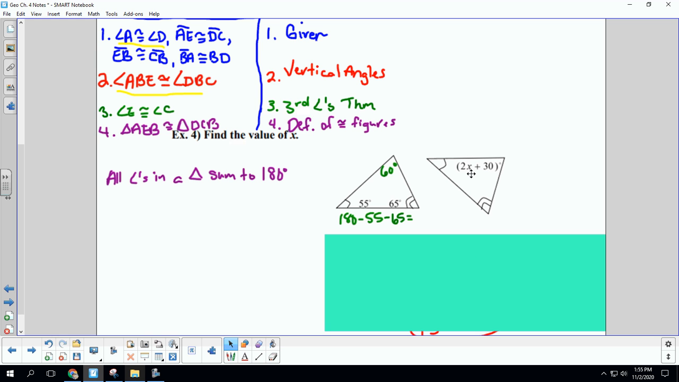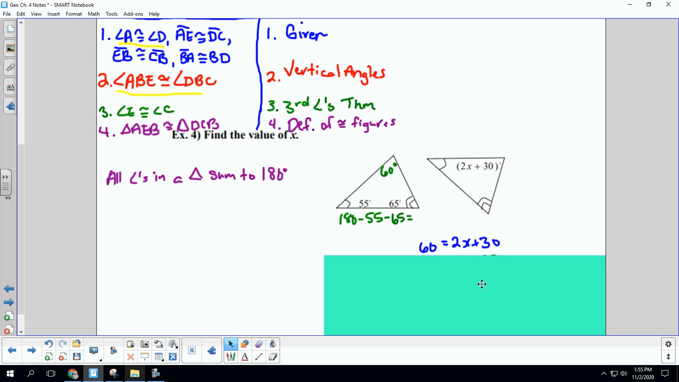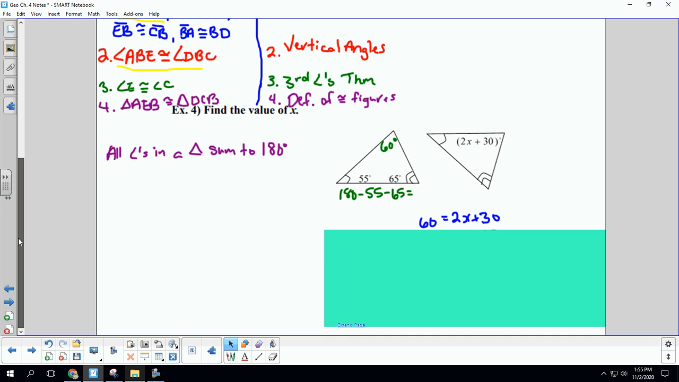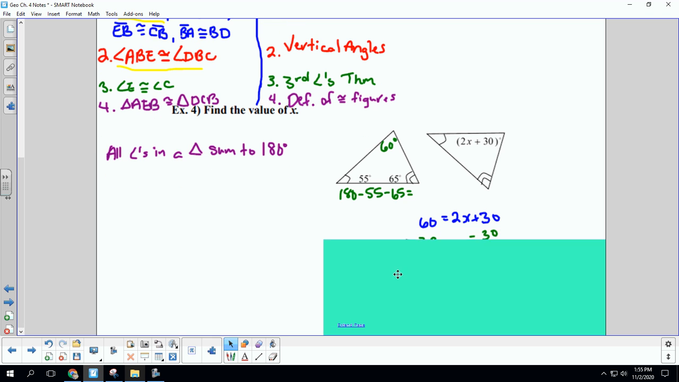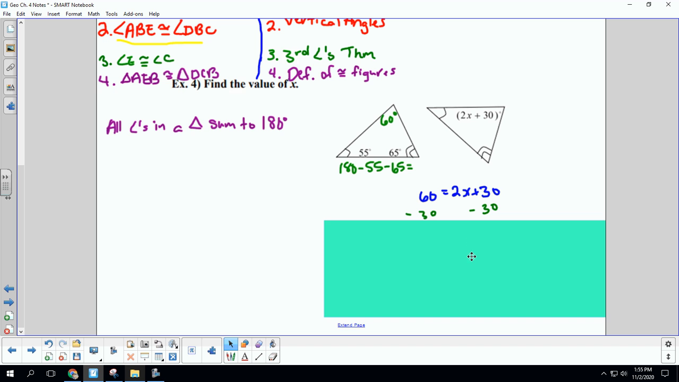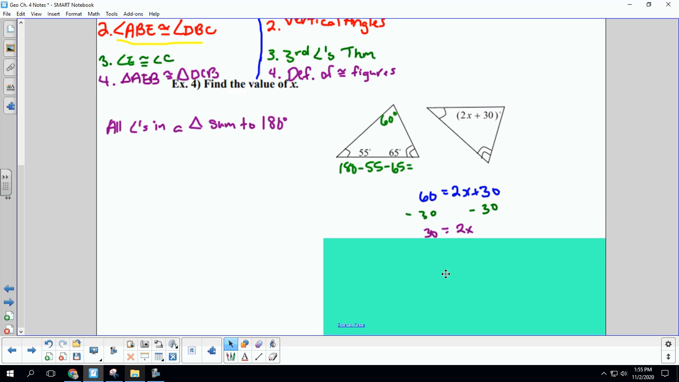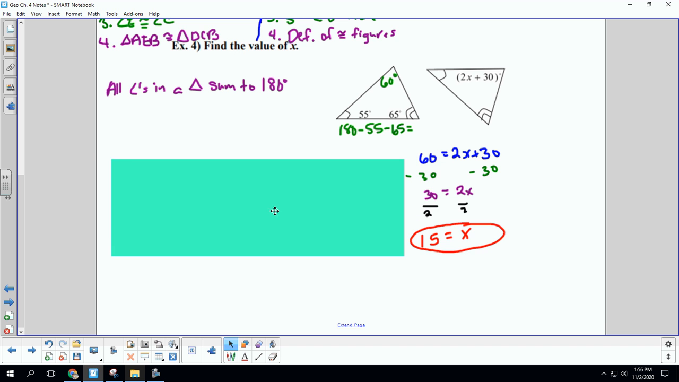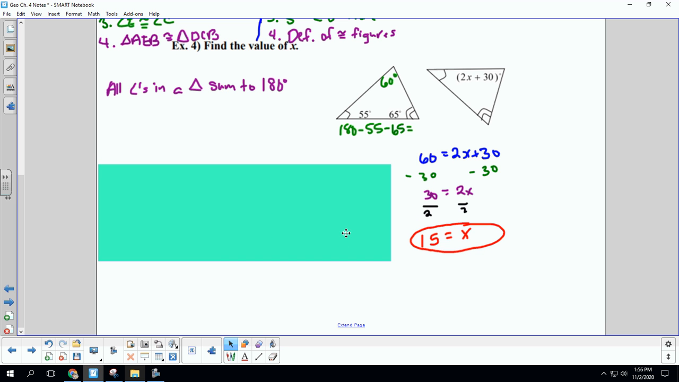So 60 is going to equal 2x plus 30. And then we solve for x. So we're going to subtract 30 from both sides. We're going to get 30 equals 2x, and we're going to divide by 2. So we get x equals 15.